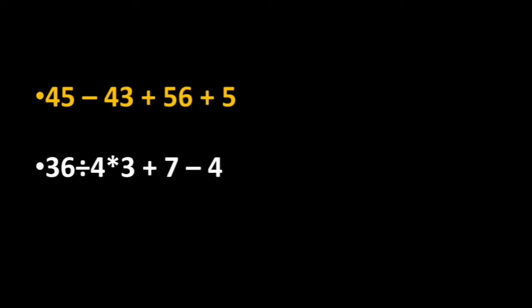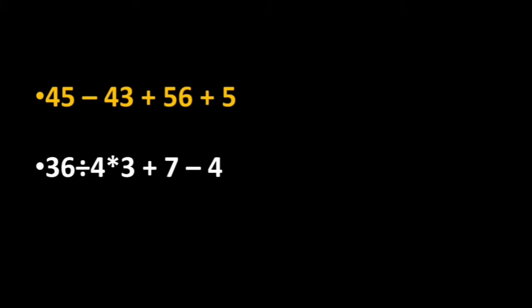In the second question, I have all the four operations of math. I have division, multiplication, addition and subtraction. Whenever we have all the four operations, how are we going to simplify the problem? First we will simplify the division, followed by multiplication, addition, then finally subtraction. So in this problem, first we will do 36 divided by 4, that is 9 as the quotient. 9 into 3, we get 27 as the product. 27 plus 7, 34. 34 minus 4, we get 30 as the answer.